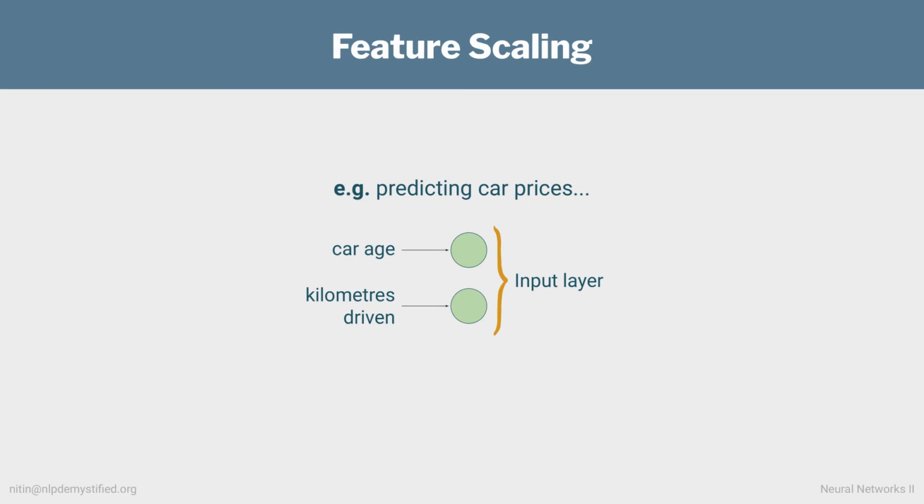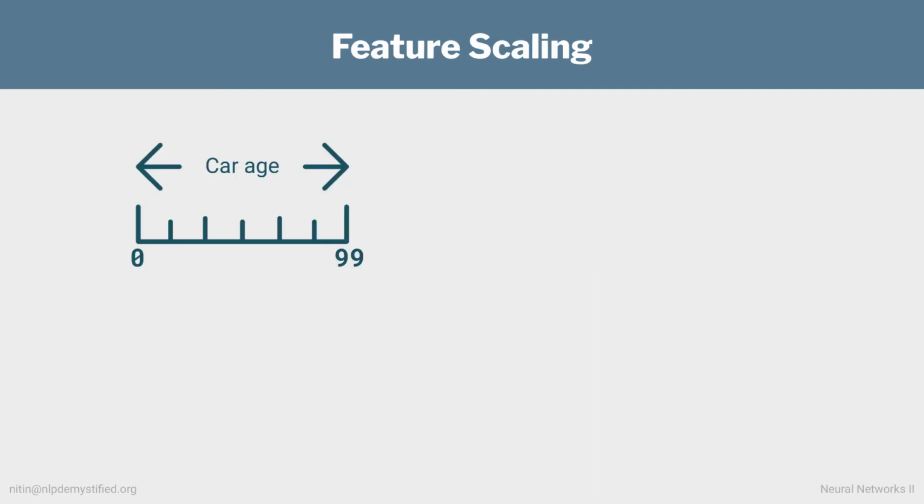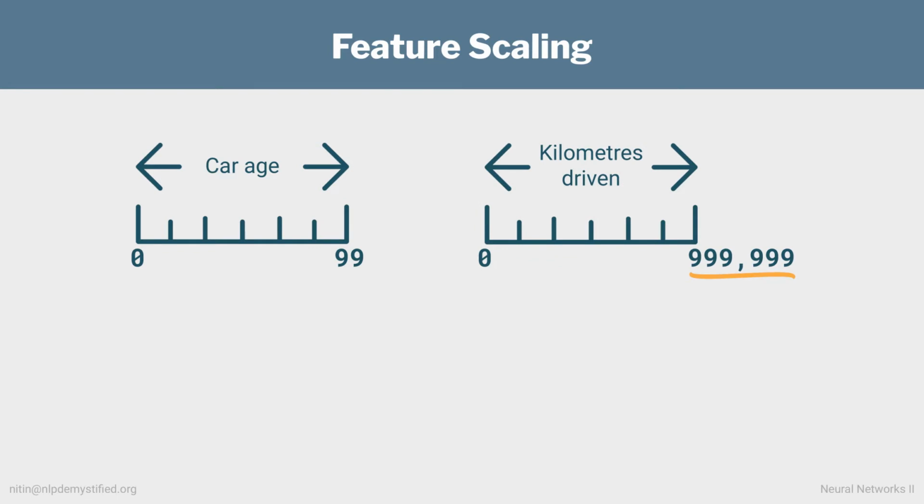Alright, feature scaling. Let's say we want to build a network to predict car prices, and two of our features are car age and kilometers driven. Car age will likely be in the range of double-digit numbers. Kilometers, on the other hand, could range from 0 to the hundreds of thousands. These two features are drawn from different scales, magnitudes apart, and this can be a problem.